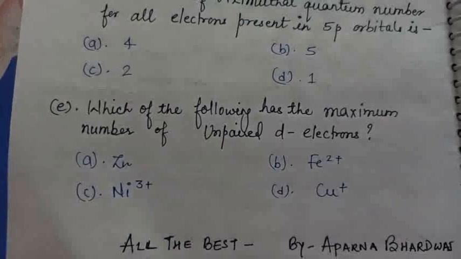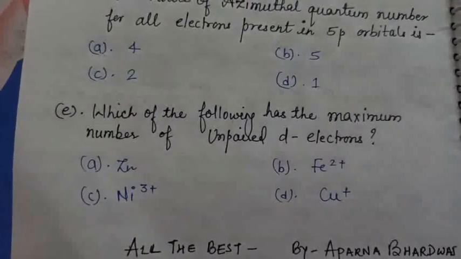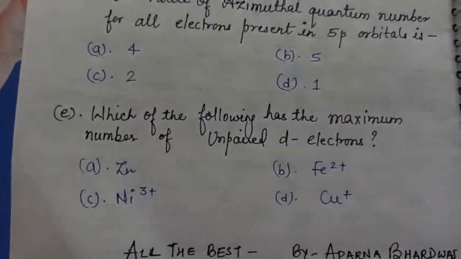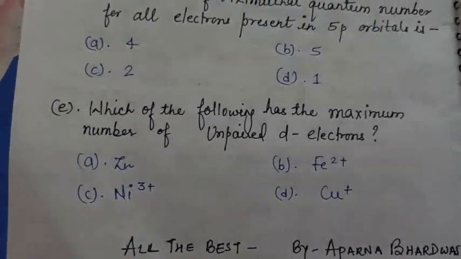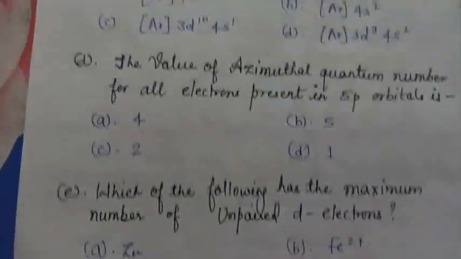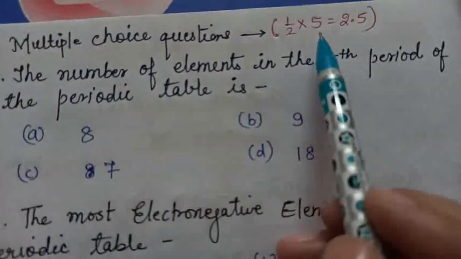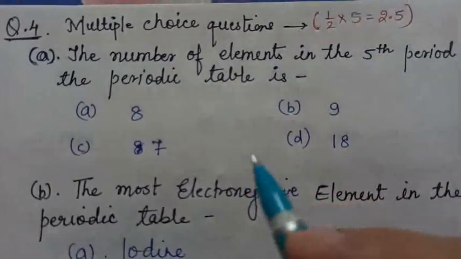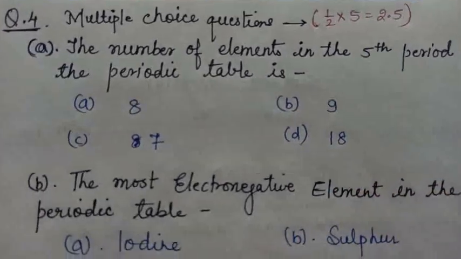So I recapitulate. First question has 6 questions, half mark each, so total 3. Second question was of 2 marks. Third question had 5 sub questions, half each, so 2.5. And fourth question was a multiple choice question which had 5 questions for half each, that is again 2.5. So 3 plus 2 is 5 and 2.5 and 2.5 is equal to 10. So your question paper is of 10 marks.